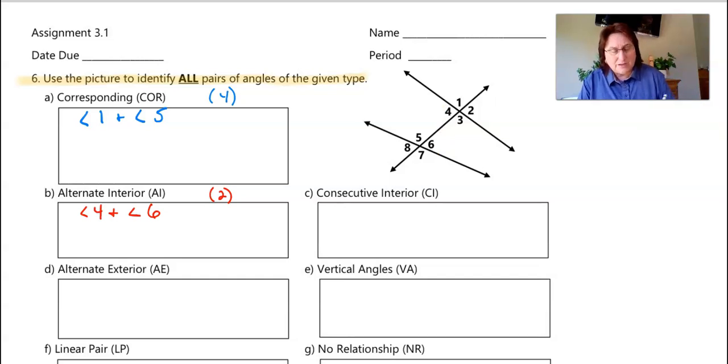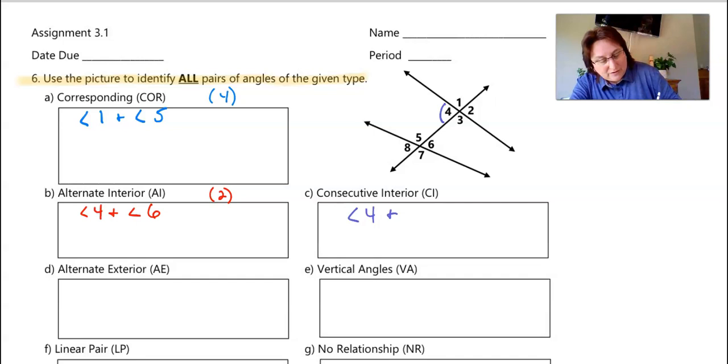Okay, consecutive interior. All right, that interior, they're going to be in between the lines. Okay, so let's start with angle 4 again. Okay, angle 4, and I have to say, well, which angle is a consecutive interior angle to angle 4? You know what? Why don't you guys try this? Consecutive interior. Which angle do you think, okay, out of 3, 5, and 6 that are on the interior is consecutive to angle 4?